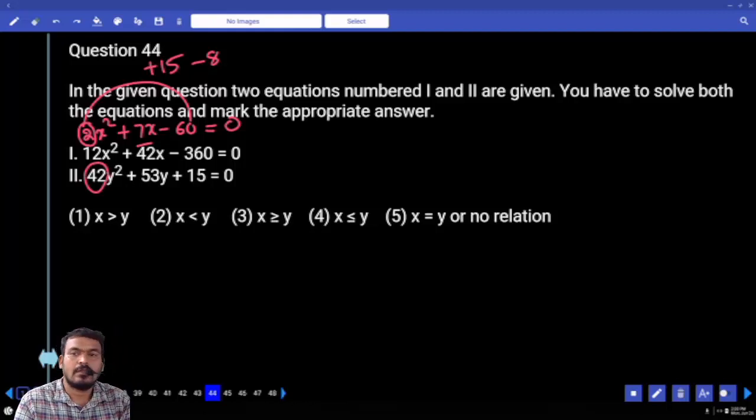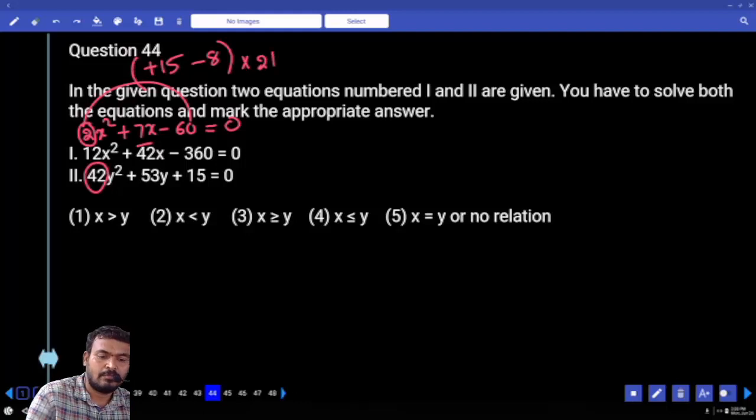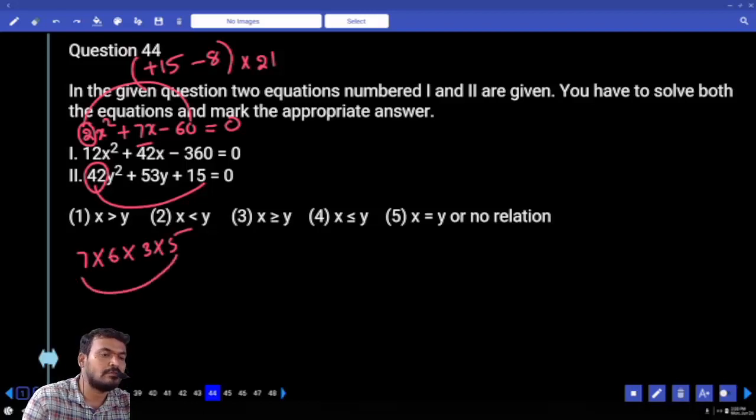42. What is the LCM? 42 means x roots are multiplied by 21 times, but y roots are multiplied by 1 time. Yes or no? Next, what is the second one's product? 42 into 15. 42 means 7 into 6. 15 means 3 into 5. 7 into 5, how much? 35. 6 into 3 is 18. One will be 18, another one is 35.